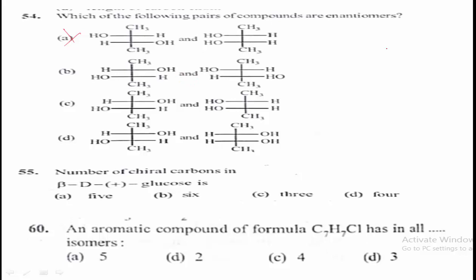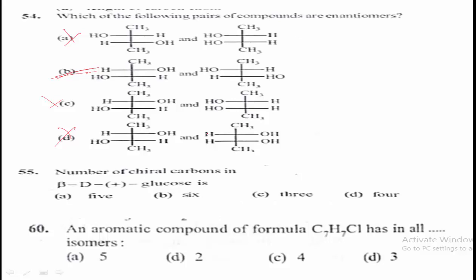If you place this structure on this, then it is non-superimposable because here OH is placed on H. Is it right? Yes. According to the question, this one is the right answer. Next, this one is not a mirror image and this one is also not a mirror image. Therefore the correct answer for this question is option B. These two are enantiomers.